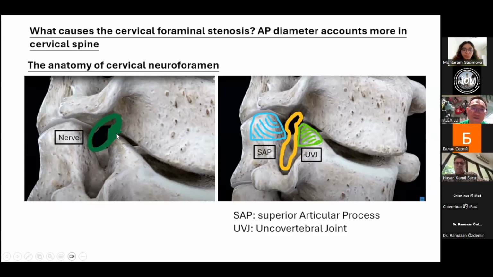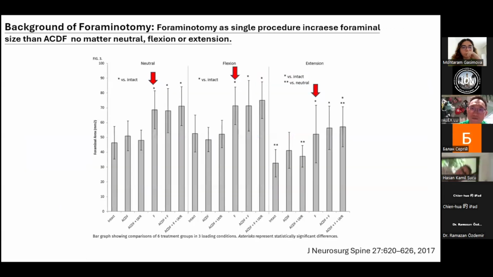It is composed anteriorly of the uncinate process, the uncovertebral joint, like here. Posteriorly, the most important part is this, the superior articular process. If the uncinate process or SAP hypertrophies, it compresses the nerve roots from anterior or posterior. Sometimes the disc height decreases, so the cranial and caudal vertebral pedicles become near each other, which also narrows the cranial-caudal diameter. So these four parts cause cervical foraminal stenosis.